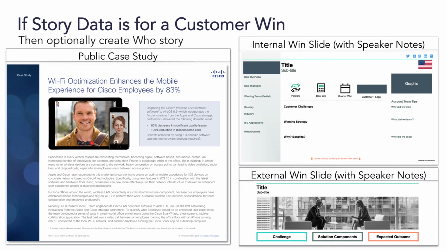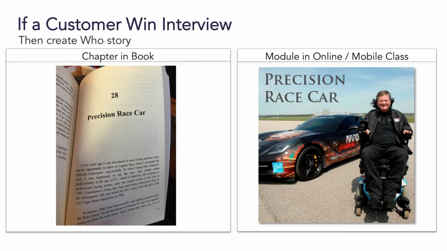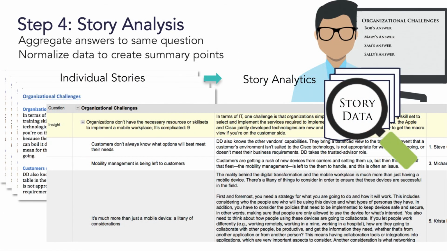If story data is for a customer win, then this cleansed story can be used for what we call who stories. There are many examples of who story collateral, such as public case studies, internal win slides, and external win slides. We can also create other content types, such as a chapter in a book or as a module for an online mobile class.